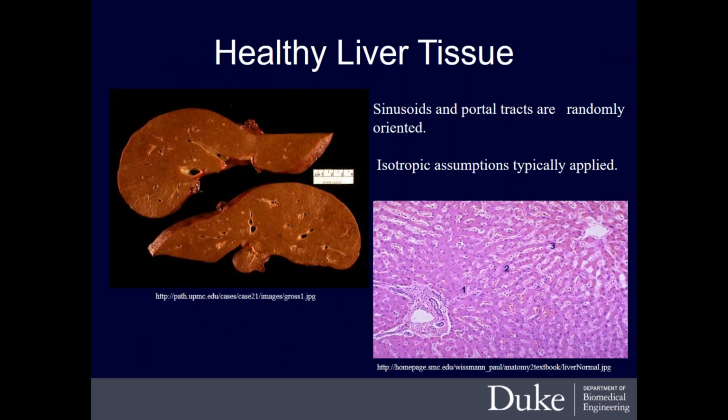Just as a little teaser as to what the underlying pathology is here, this is showing some examples of healthy liver, where the normal microanatomy is really a complex network of sinusoids that allows blood to be filtered and allows different constituents to go in and out of the blood from the liver itself.